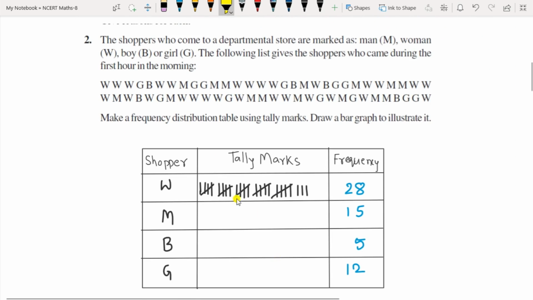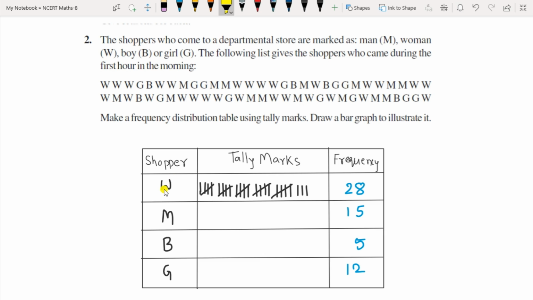Then comes the second question. Here it is given to draw the tally marks, and these are the observations given here. That is, the shoppers who came to the departmental store are marked as man for capital M, woman capital W, boy is capital B, and girl is capital G. So how many people came as shoppers during the first hour of the morning? So these are the observations.